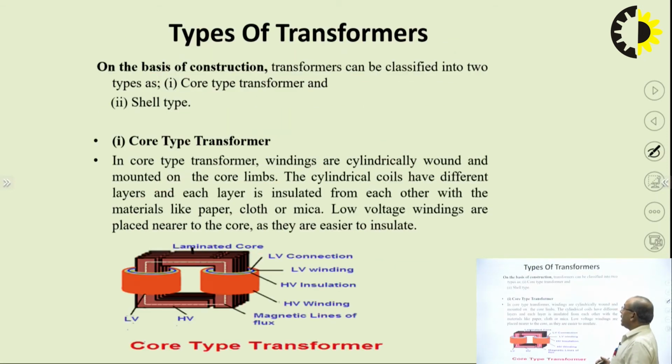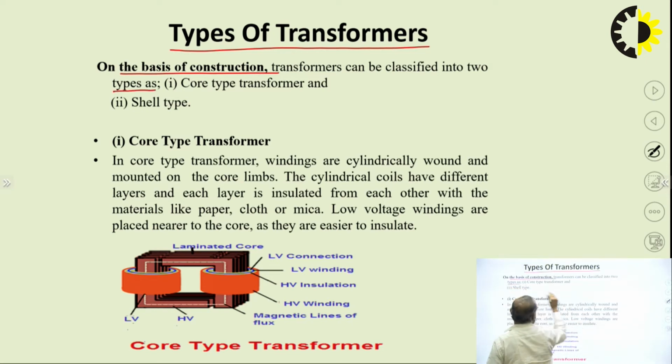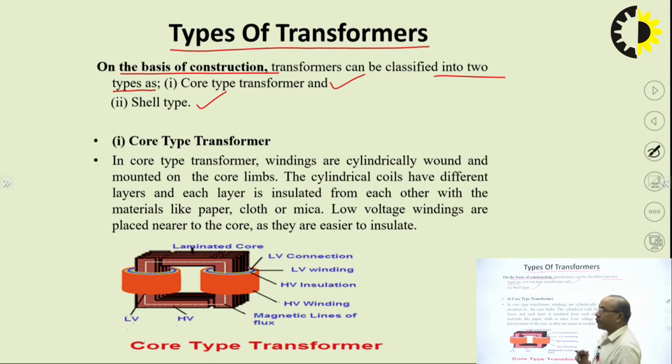Now, if we see the types of transformer, first we see them on the basis of construction. On the basis of construction, transformers can be classified into two types. One is the core type transformer and the second one is the shell type transformer. So, the first one is the core type transformer.